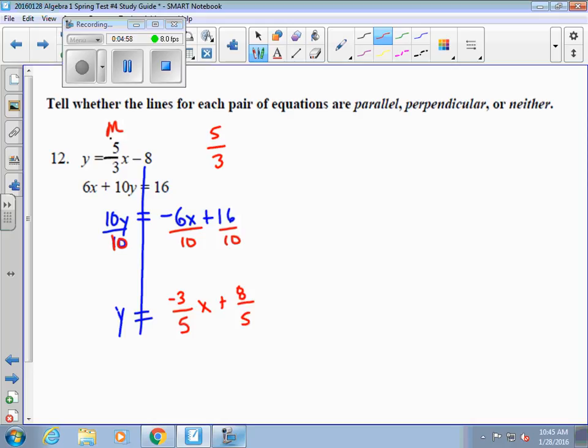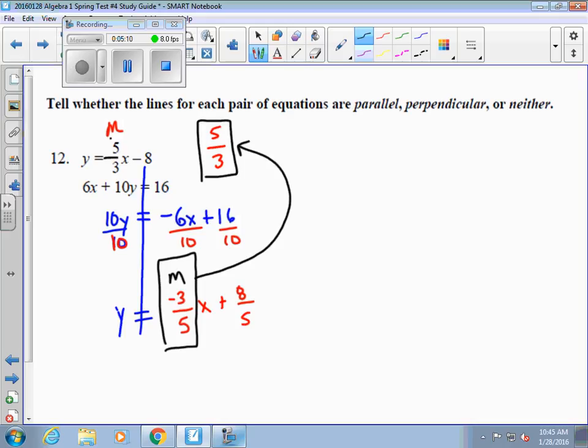So again, what we have from this equation is now we can see what its slope is. Y equals mx plus b. So you could compare that slope to the slope of the first equation, 5 over 3. They're clearly not exactly the same, so they're not parallel. To be parallel, they would have to be exactly the same.